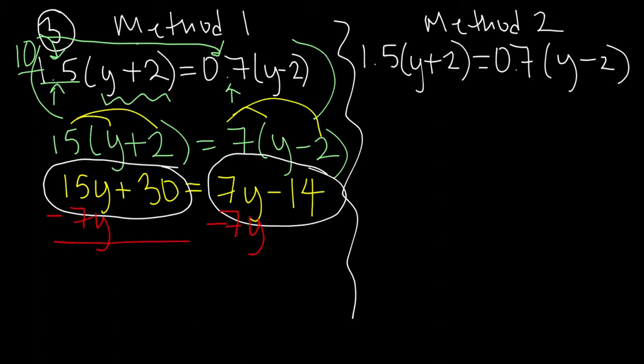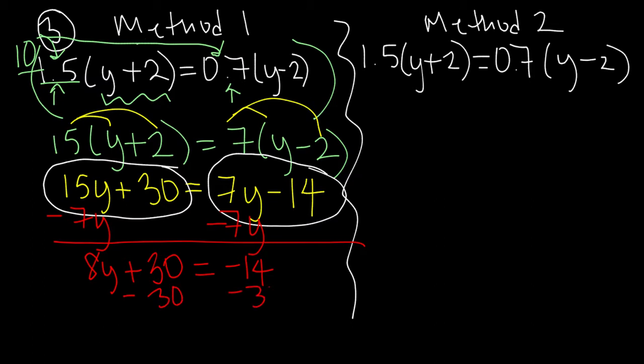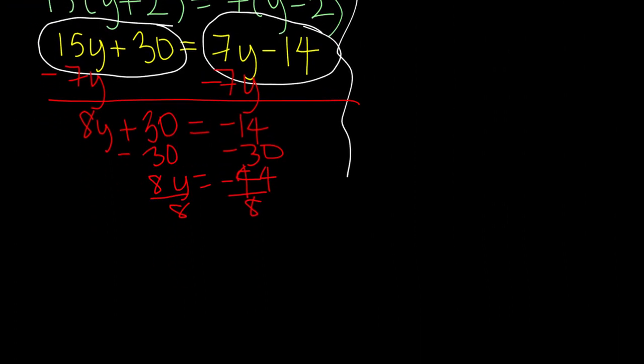15y minus 7y is 8y plus 30 equals negative 14. Now we want to move this 30 as well, so subtract 30 from both sides. We get 8y equal to negative 44. And then last step, divide by 8. So we get y is equal to negative 44 over 8.